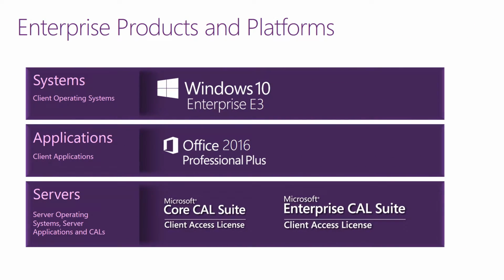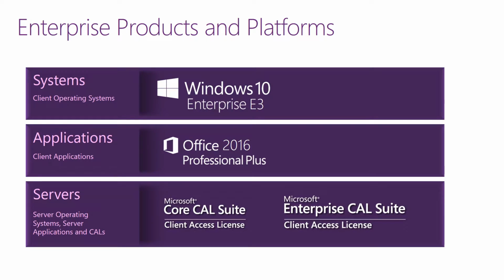We saw earlier that the enterprise products are Windows 10 Enterprise E3, Office Professional Plus 2016, the Core CAL suite, and the Enterprise CAL suite. And we know that an organisation must commit to purchasing one of these products for every qualified device in their estate. This is what makes the Enterprise Agreement a committed programme, and a customer receives a discount for buying licences in this way.